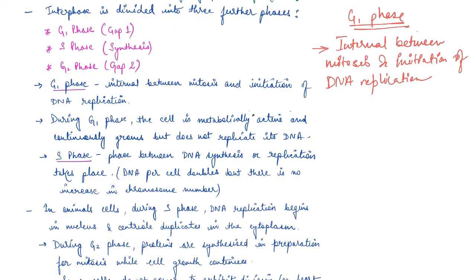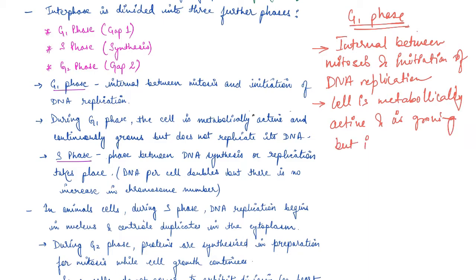During the G1 phase, the cell is metabolically active and it continuously grows, but it does not replicate its DNA. So there are 2 points to remember for the G1 phase. It is the interval between mitosis and initiation of DNA replication, and during G1 phase, the cell is metabolically active and growing, but it is not replicating its DNA.